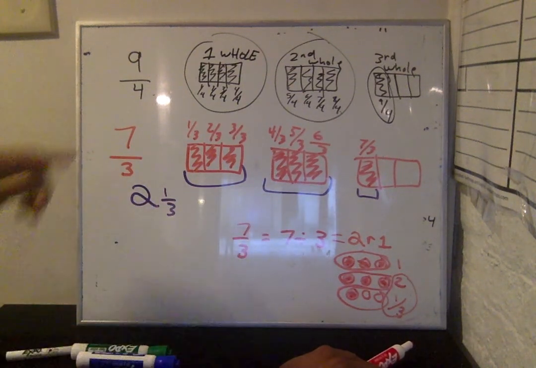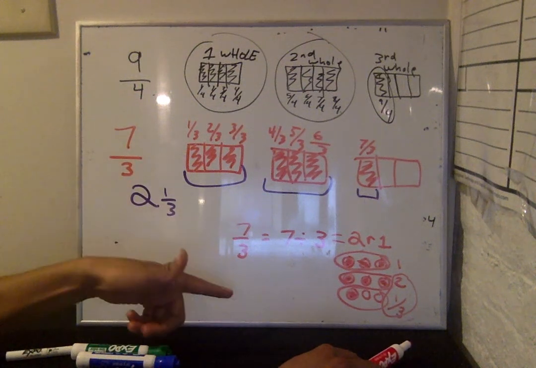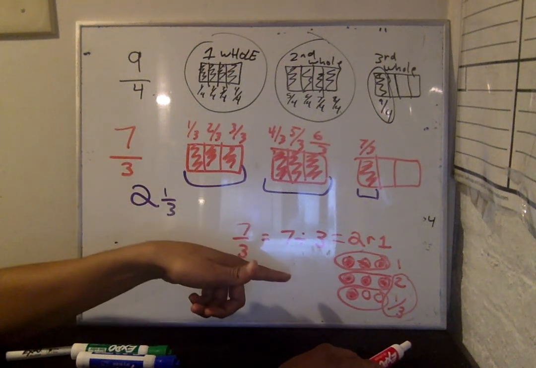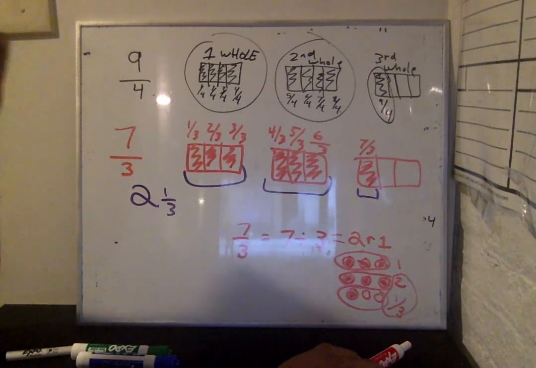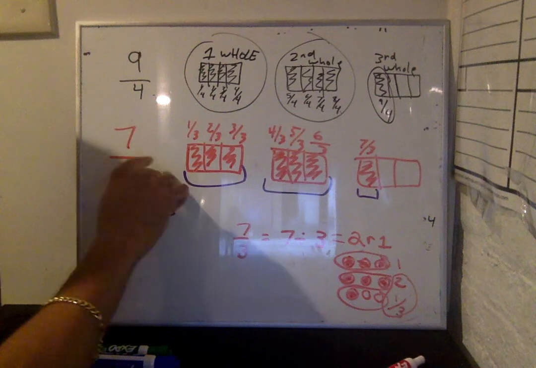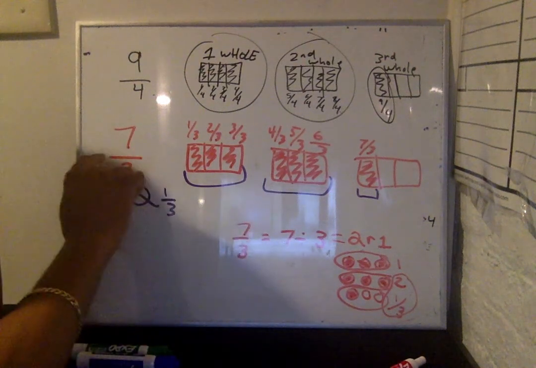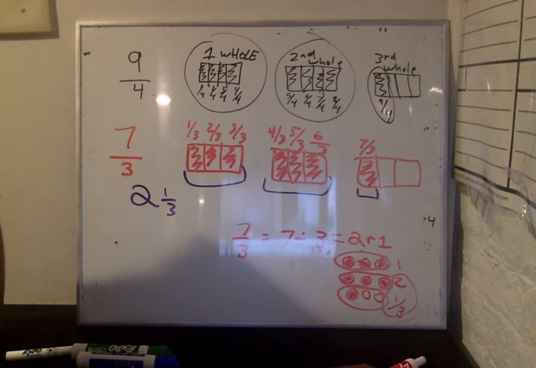And this is how improper fractions are related to division and can be flipped around. So when you see that division sign, that fraction sign, it's really dividing.